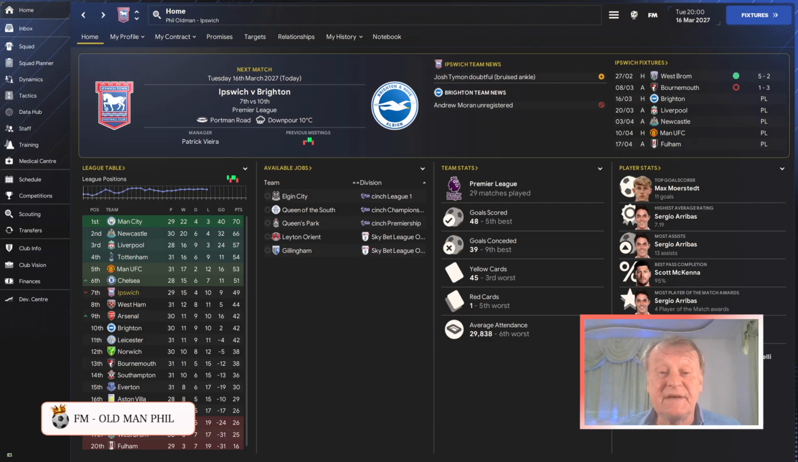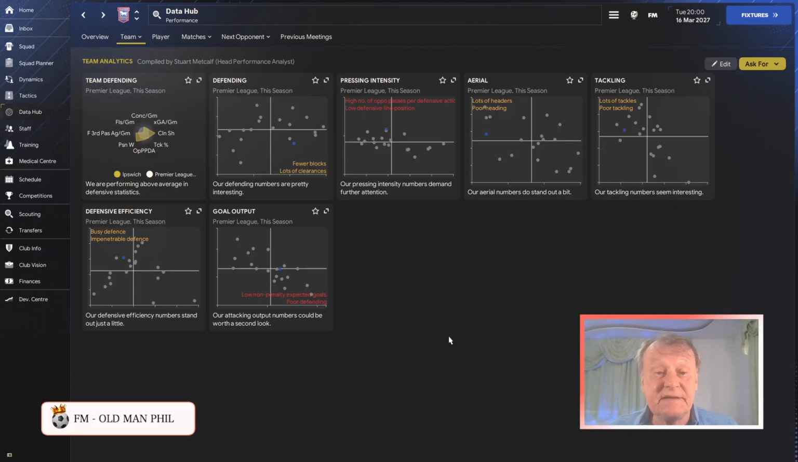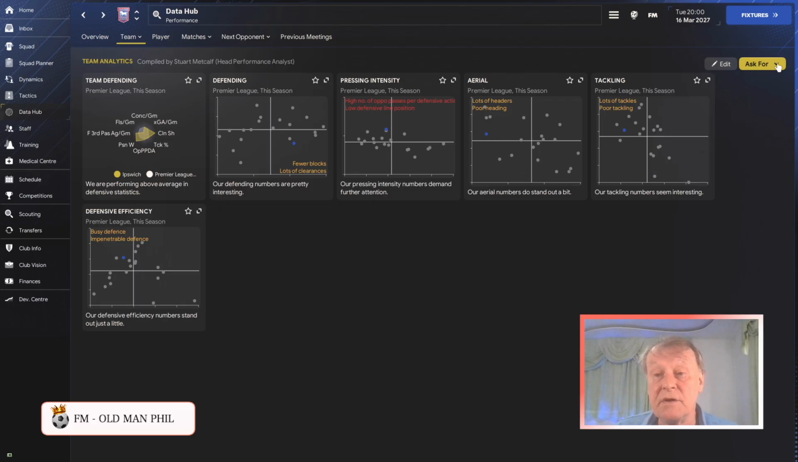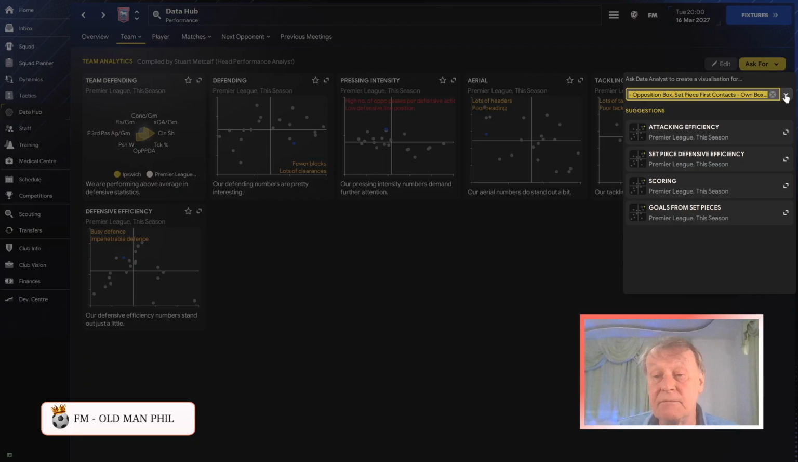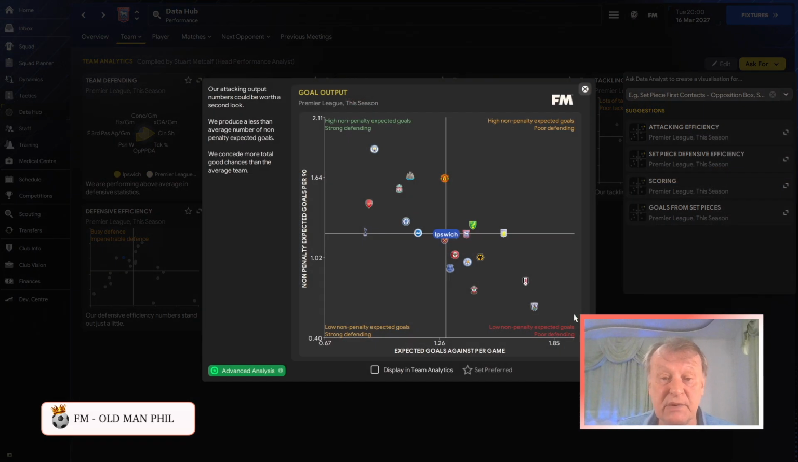And so for defending now, let's go straight to the Data Hub. Basically what I've done is exactly the same as I did for the attacking. As you can see, I've taken out all the attacking data and I've put in the defending data instead. Just as before, I've gone to the menu, to the scatter graph, and I've asked for data on attacking efficiency. No, I don't want that. Passing dynamics. We're going to ask for data on goal output, because this will give us goals conceded as well.